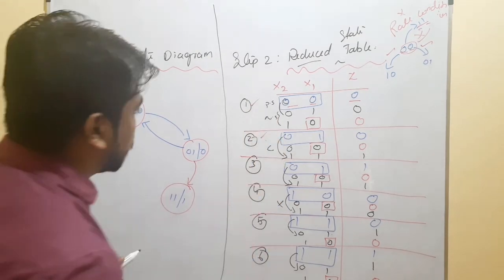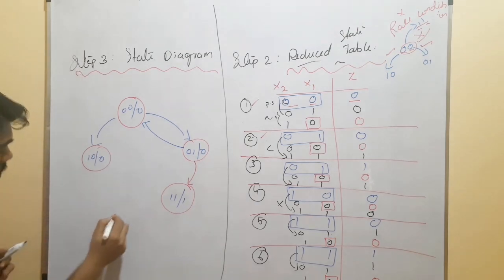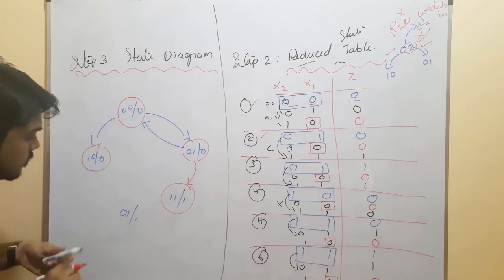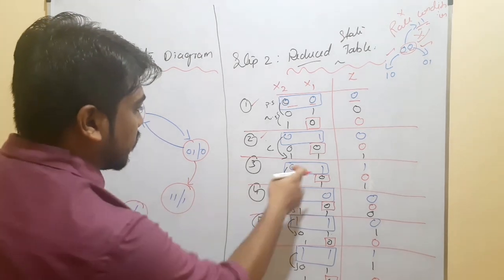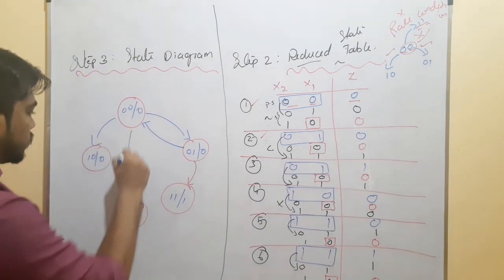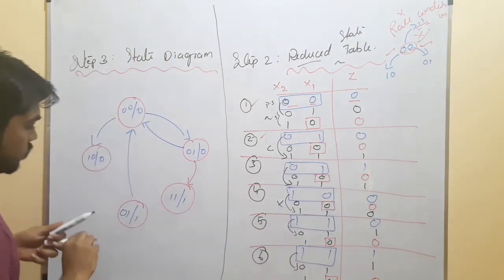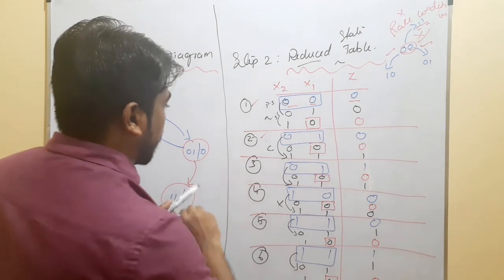Then come to the third one, 0 1 1. Is any such state there? No, nothing. So you draw that 0 1 1, putting a circle like this, to create the state. One is moving to 0 0 0. It's there. Okay, so 0 0 0. Then another one is moving to 1 1 1, which is over here. Okay, then this part is also over.